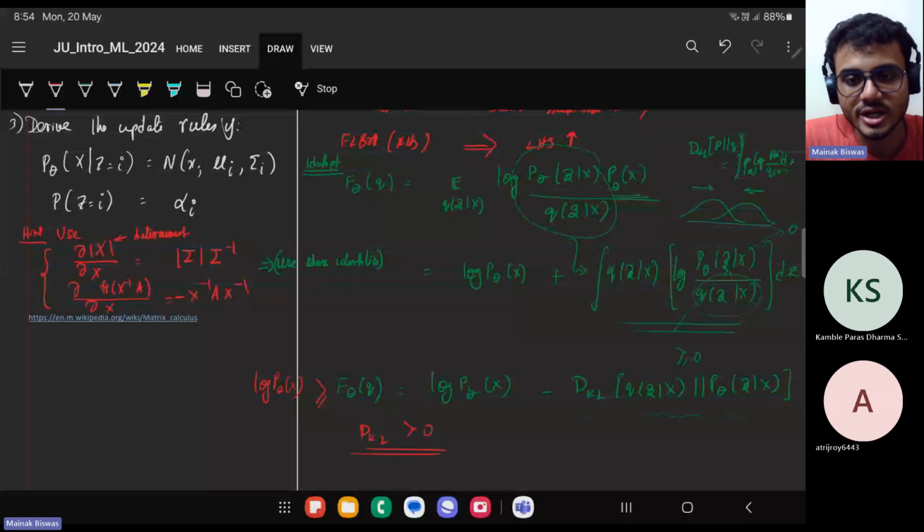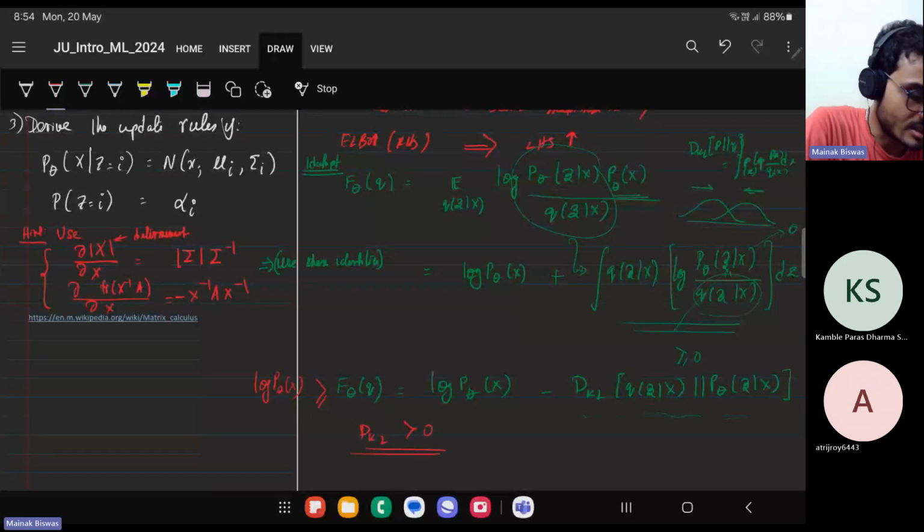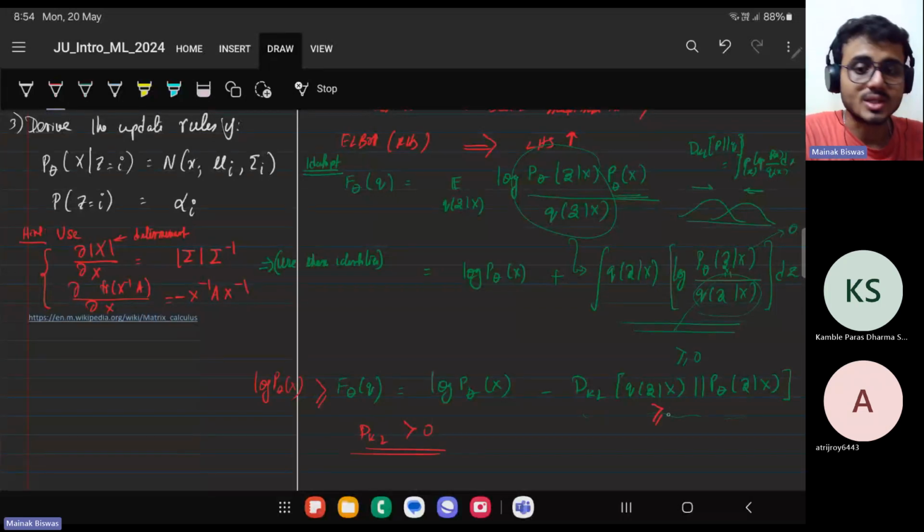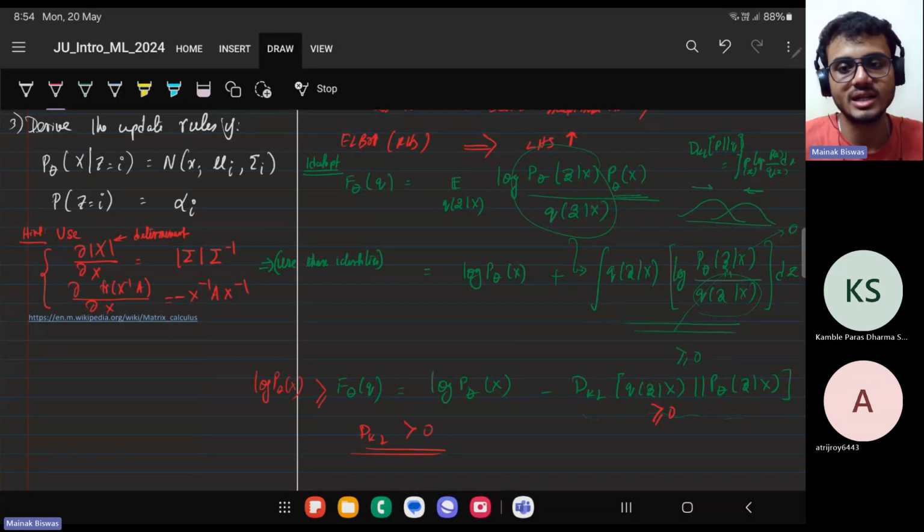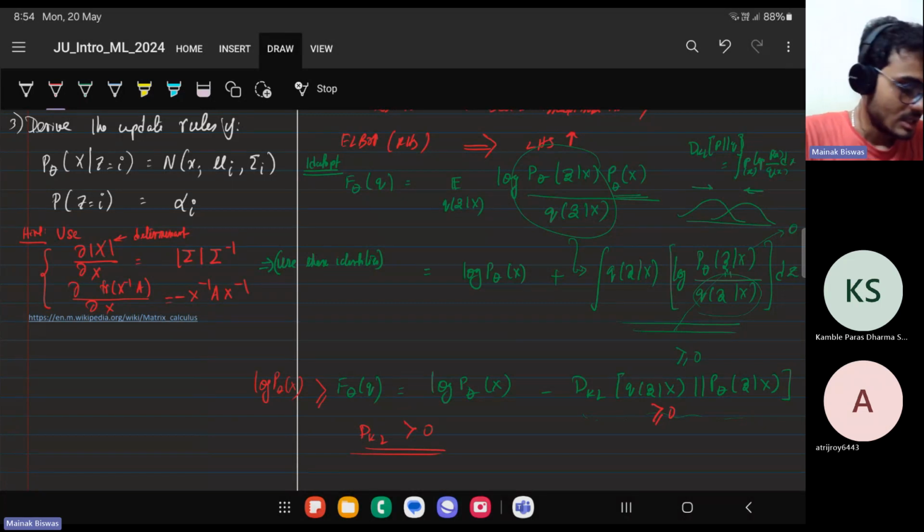But we have also shown it independently. So we already know this is greater than 0, but some circularity is there. You have to prove only once, one of these. Either you prove that KL divergence is greater than 0, or you start from one of them. Anyways, the idea is that log p theta of x is the sum of f theta of q plus the KL divergence, right?